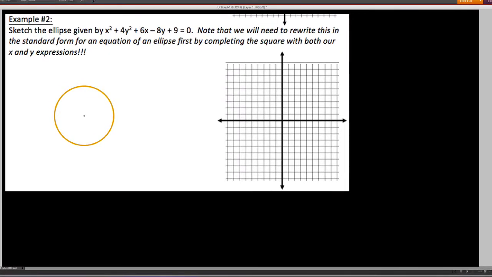Okay, YouTube, in this video we're going to set out to sketch an ellipse given by an equation. The only thing here is that the ellipse we're given the equation of has its equation in what we call general form. General form is all of our variable terms on the left and just set equal to 0 on the right.